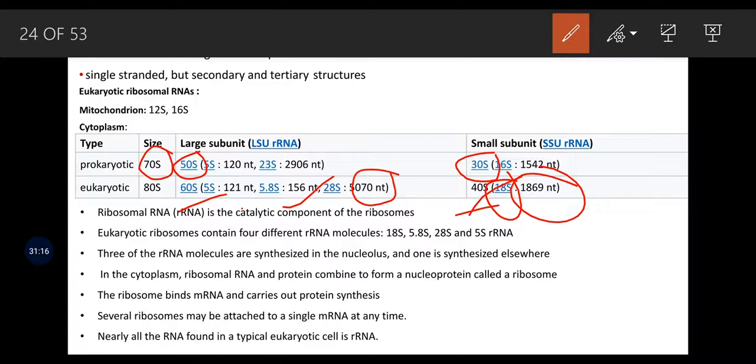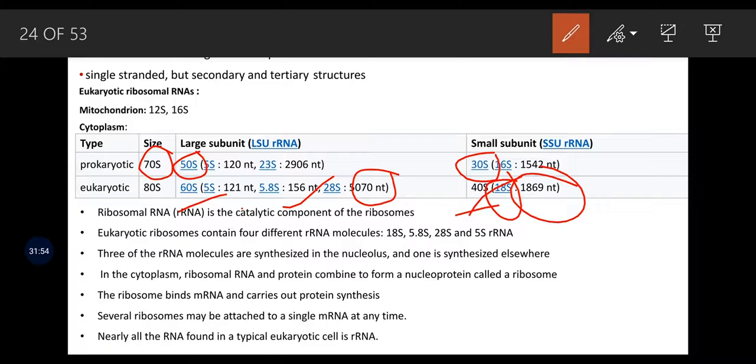Ribosomal RNA is the catalytic component of the ribosomes. The eukaryotic ribosomes contain four different rRNA molecules: 18S, 5.8S, 28S and 5S rRNA. Three of the RNA molecules are synthesized in the nucleolus and one is synthesized elsewhere. In the cytoplasm, ribosomal RNA and protein combine to form a nucleoprotein called the ribosome. The ribosome binds mRNA and carries out protein synthesis. Several ribosomes may be attached to a single mRNA at any time.